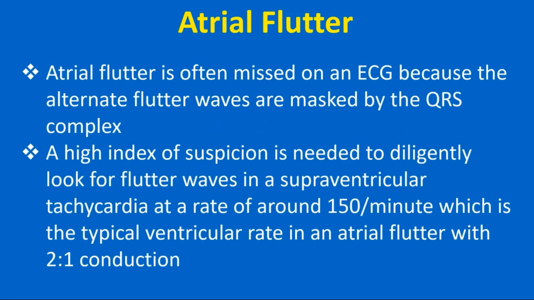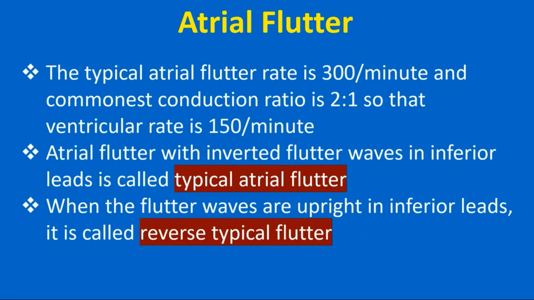Atrial flutter is often missed on an ECG because the alternate flutter waves are masked by the QRS complex. A high index of suspicion is needed to diligently look for flutter waves in a supraventricular tachycardia at a rate of around 150 per minute, which is the typical ventricular rate in atrial flutter with 2:1 conduction. The typical atrial flutter rate is 300 per minute and commonest conduction ratio is 2:1, so that ventricular rate is 150 per minute.